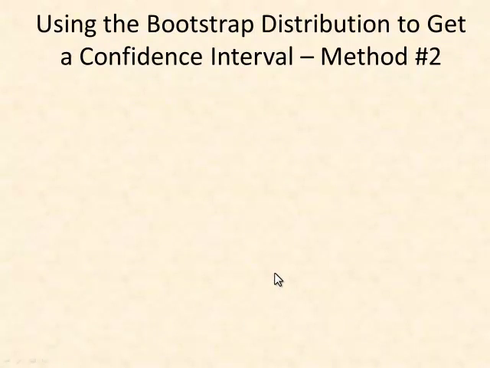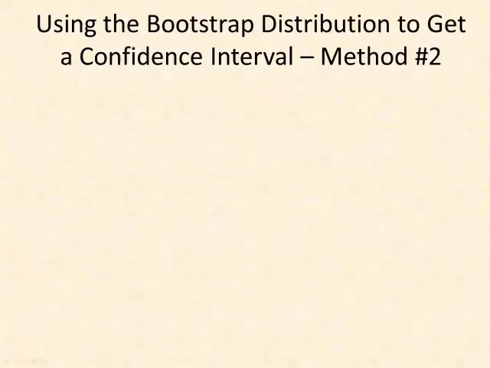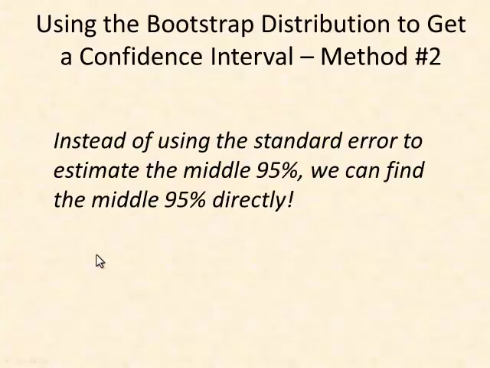There's a second method to use the Bootstrap distribution to get a confidence interval. So let's go back over to StatKey to find that. Actually, let me click one more time here. Instead of using the standard error to estimate the middle 95% from the empirical rule, we can find the middle 95% directly, since we have all of those Bootstrap sample means stored.